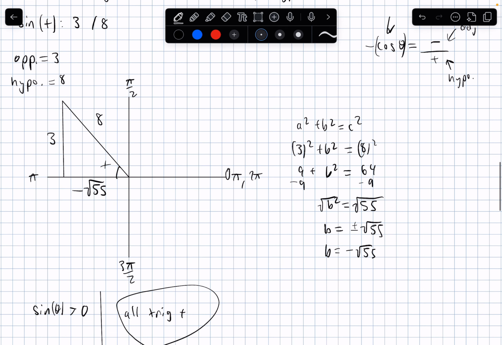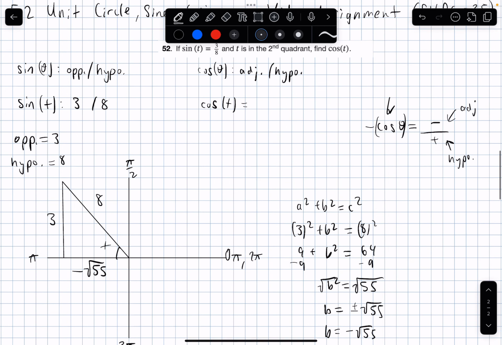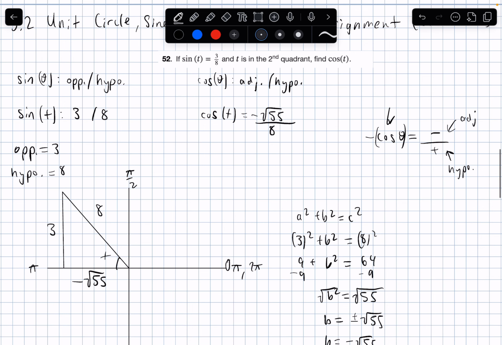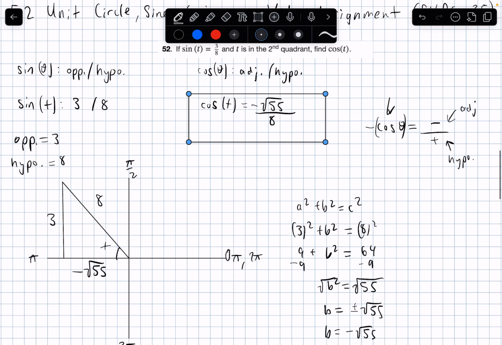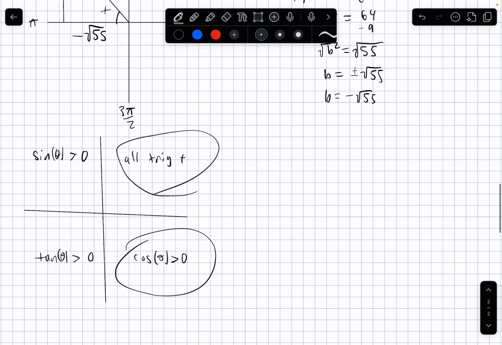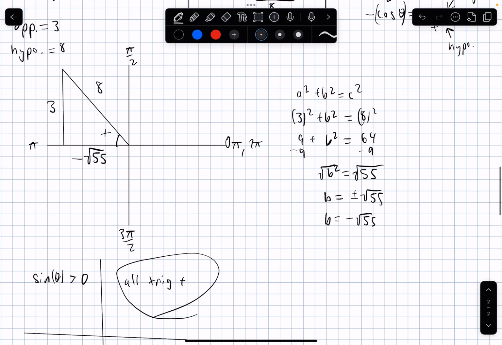So given that, we're going to use our knowledge of cosine of theta to finish off solving because we have all the sides. So the adjacent side is negative root 55, so negative root 55 over the hypotenuse. The hypotenuse is positive 8. So this is going to be our final answer. Cosine of t equals negative root 55 over 8. And that's basically it. Just want to show this picture one more time. And yep, that's it.